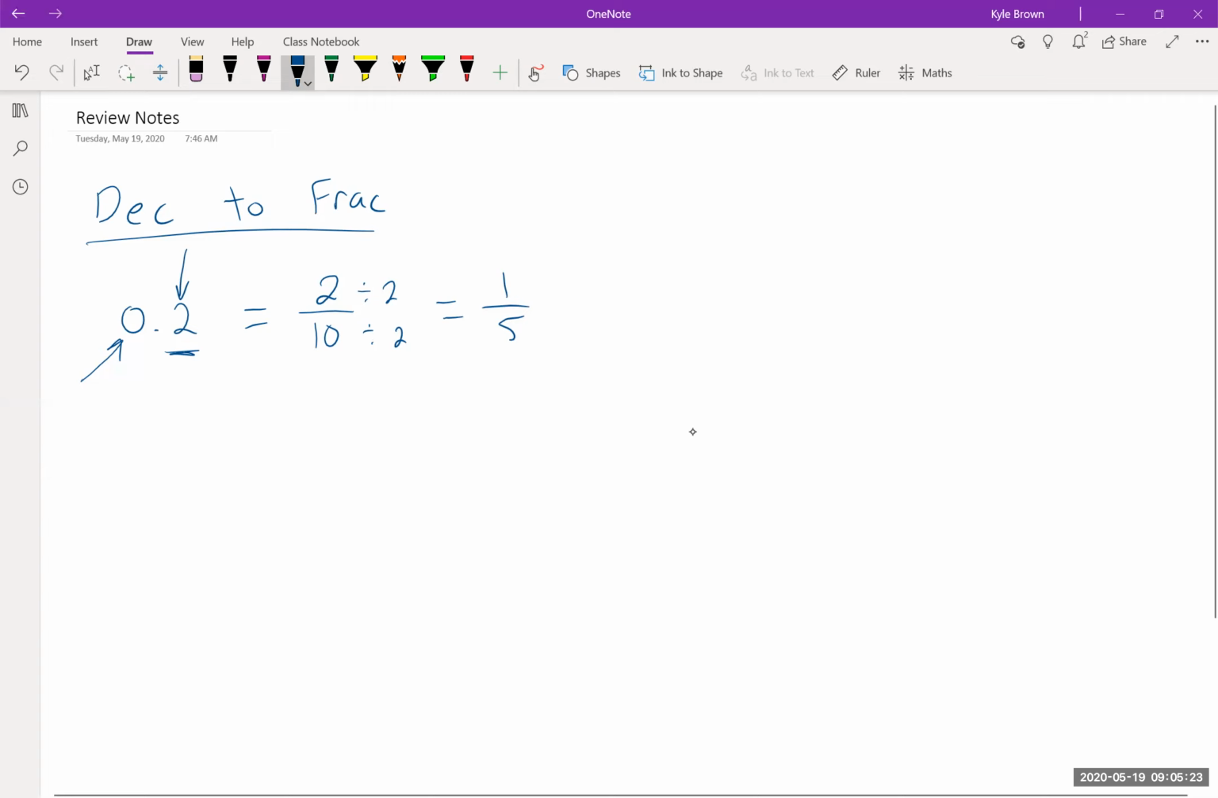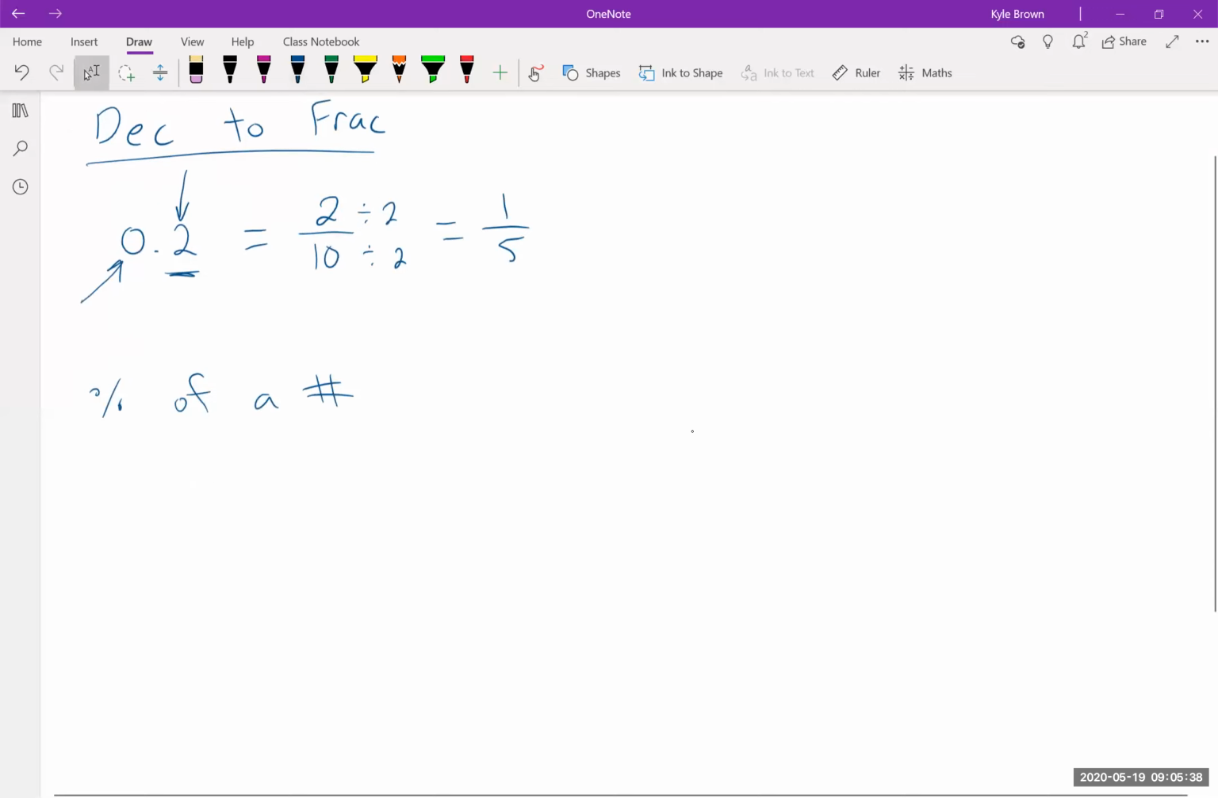Okay, the next one, let's do percentage of a number. So we'll say percent of a number. So what if we had something like this? That could be something like, what is 20% of 14?